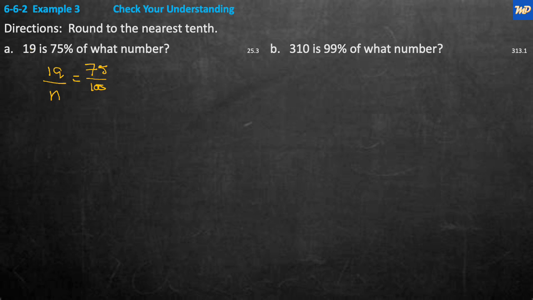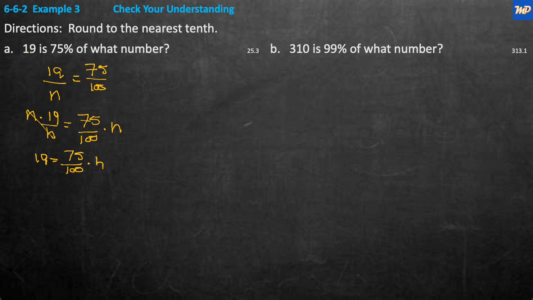Okay, now we're going to carry this math out. So we're going to move the n to the right-hand side. First thing I'm going to do is multiply by n. n times 19 over n is equal to 75 over 100 times n. The n's cancel on this side, and we'll end up with the n on the right-hand side. So now we have 19 is equal to 75 over 100 times n. Now I'm going to move the 100 to the left-hand side.